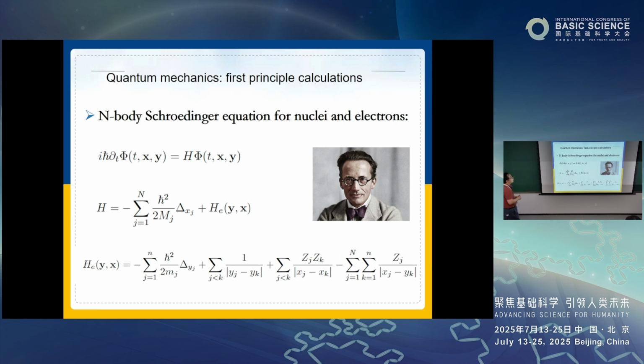All right, so let me start with quantum mechanics. Quantum mechanics simulation is viewed as so-called first principle calculation. There you have to solve the n-body Schrodinger equation. So here I write the n-body Schrodinger equation where phi is a complex-valued wave function.